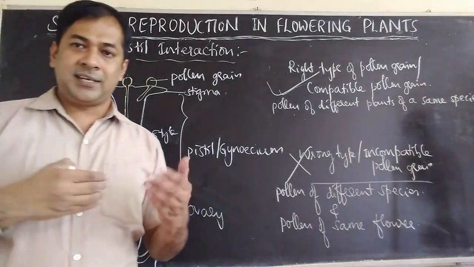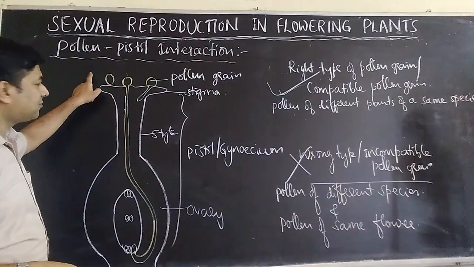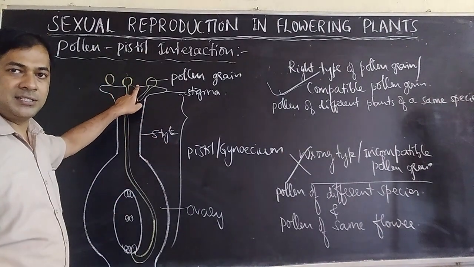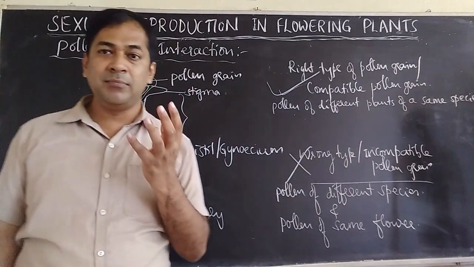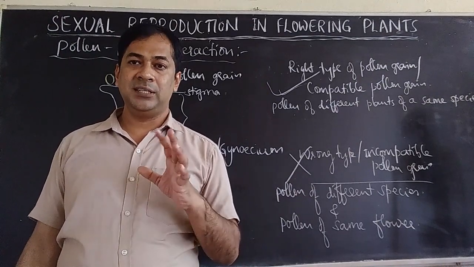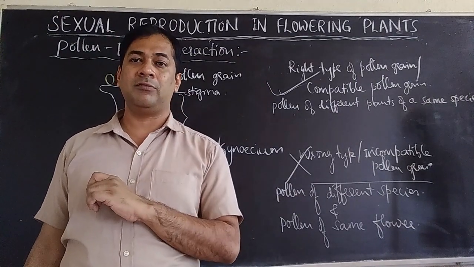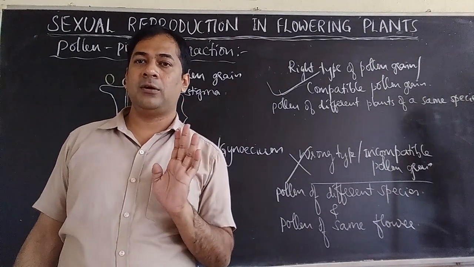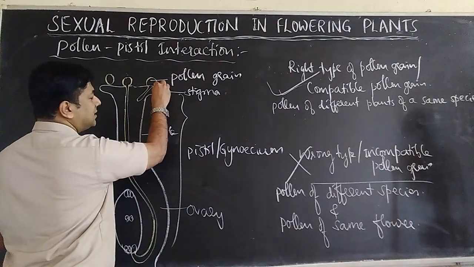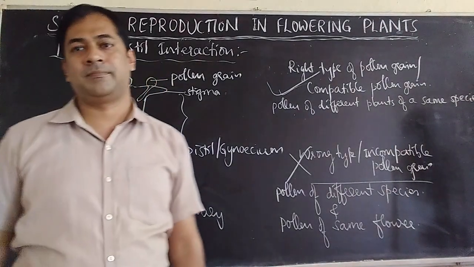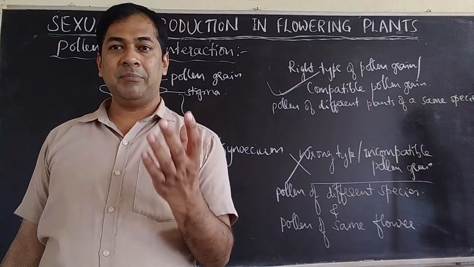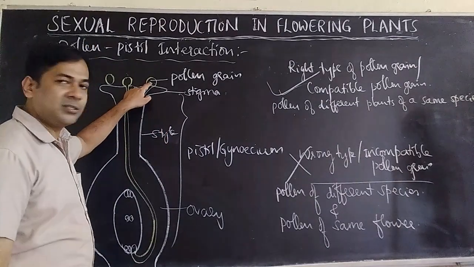So what they are saying, pollen-pistil interaction means when pollen grains are transferred from anther to stigma, once the pollen grain lands on the stigma, then the stigma has the ability to identify the pollen grain. The stigma will first identify whether it is the right type of pollen grain or the wrong type. If it is the right type, then the stigma will support that pollen grain. How does it support? The stigma produces a chemical, and that chemical is required for germination of the pollen grain.